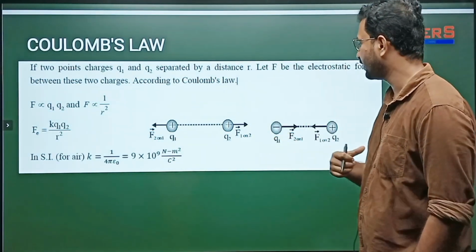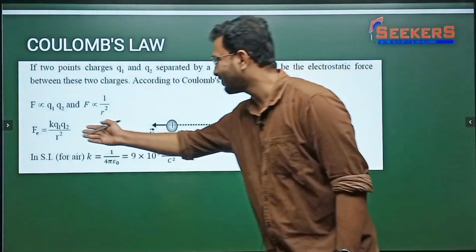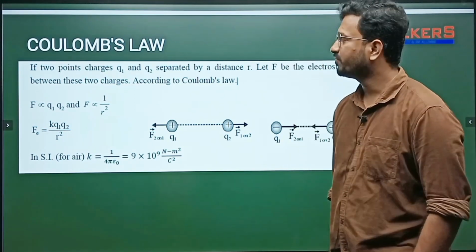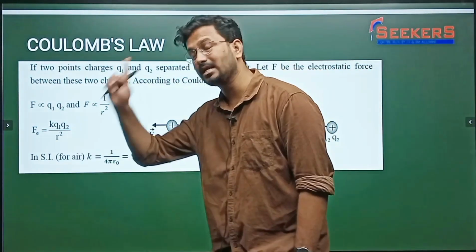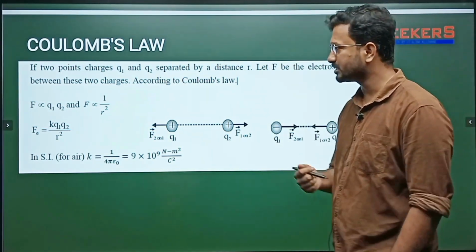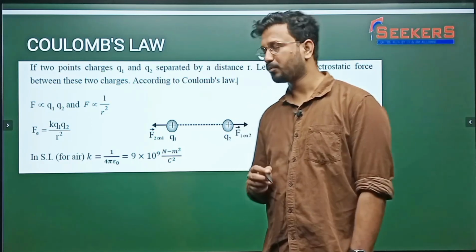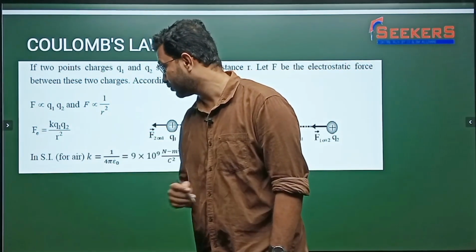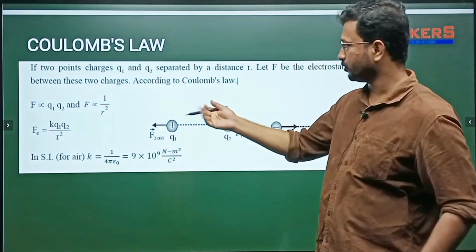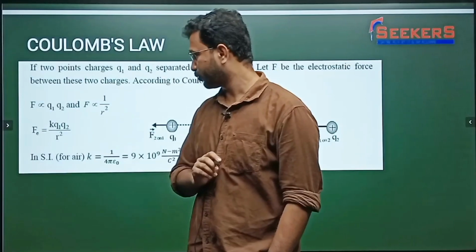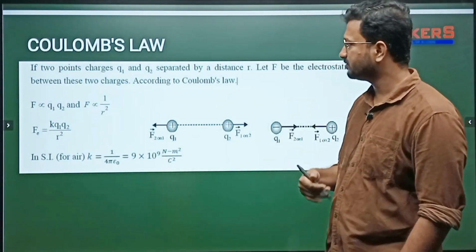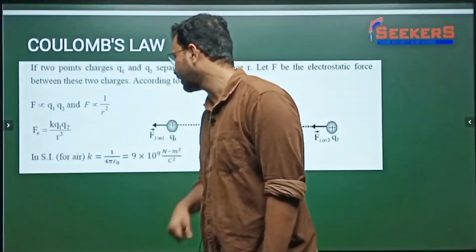So if you take two charges Q1 and Q2, the force between them will be K Q1 Q2 by R square. K is a constant. It is directly proportional to Q1 and Q2, just like the gravitational force, where F equals G m1 m2 by R square, and G was the constant. The force was directly proportional to the product of the masses. Here, force is directly proportional to the product of charges. If the product of charges is high, force will be high. And of course, it's a central force, so it is inversely proportional to the square of the distance between them. If we increase the distance between two charged particles, force will decrease. So force becomes K Q1 Q2 by R square.